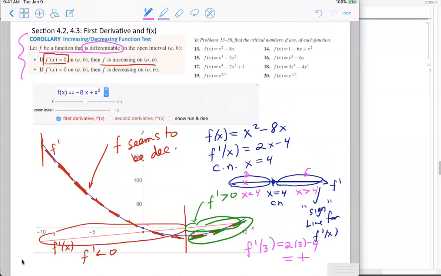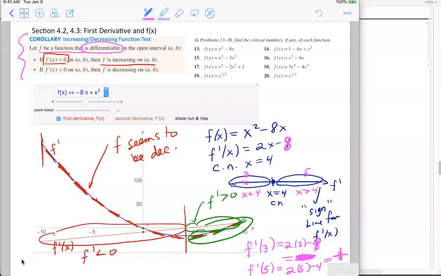And then f prime at 5 is equal to 2 times 5 minus 8, which is 10 minus 8, which is a positive number. Have I done that right? 2 times 3 minus 8. Oh, this is an 8, sorry about that, folks. It's 2 times x minus 8. That's why I was confused. So the answer at 3 comes out negative, and the other one is positive.